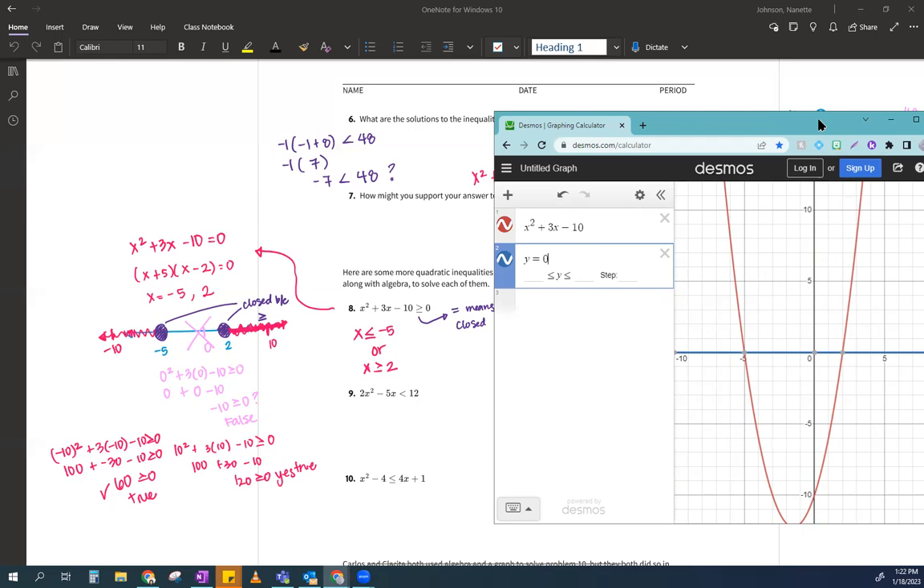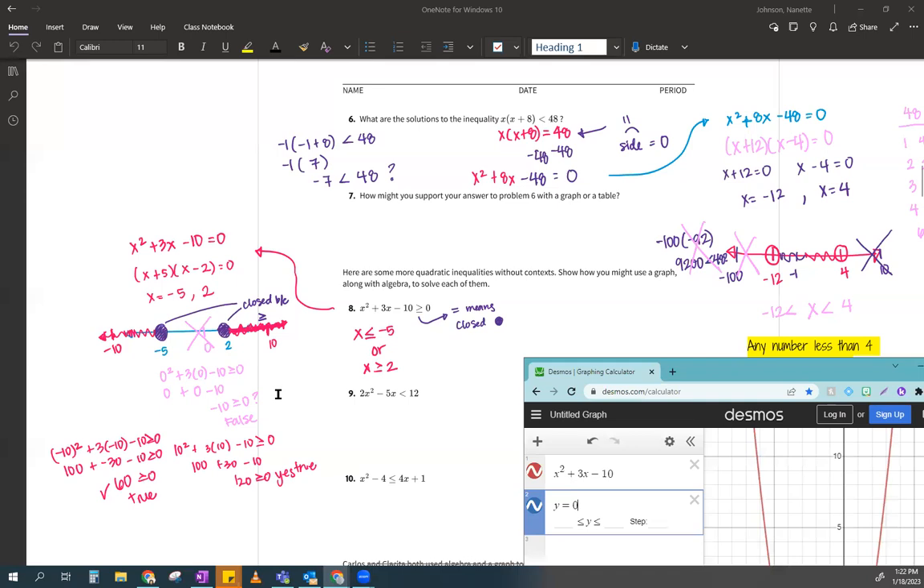Oh, someone said, hey, Ms. Johnson, why isn't it and? It's not an and because I don't want the numbers that are less than negative 5 and greater than 2, because there are no numbers that are less than negative 5 and greater than 2. Really good question. It's an or because it's like this side or this side.